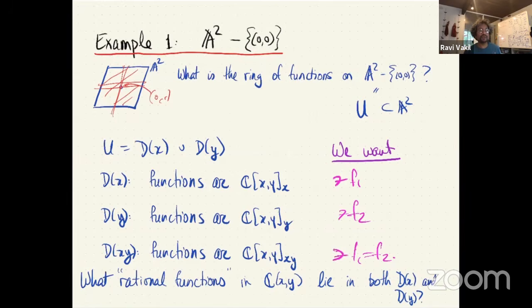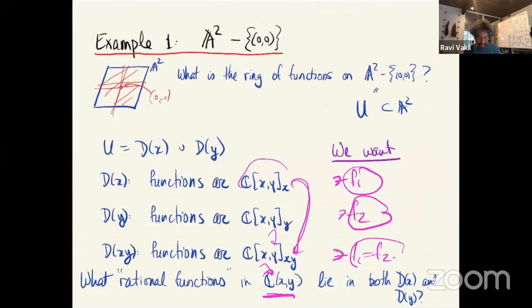And so now it's not so hard to figure out, because each of these rings sits inside this bigger ring. And in fact, this bigger ring sits inside even the fraction field of the polynomial ring. So all we're really saying is this element of the fraction field and this element of the fraction field are the same as elements of the fraction field. So the question I'm asking is, which quotients of polynomials can you think of that have no y, they're allowed to have nothing.